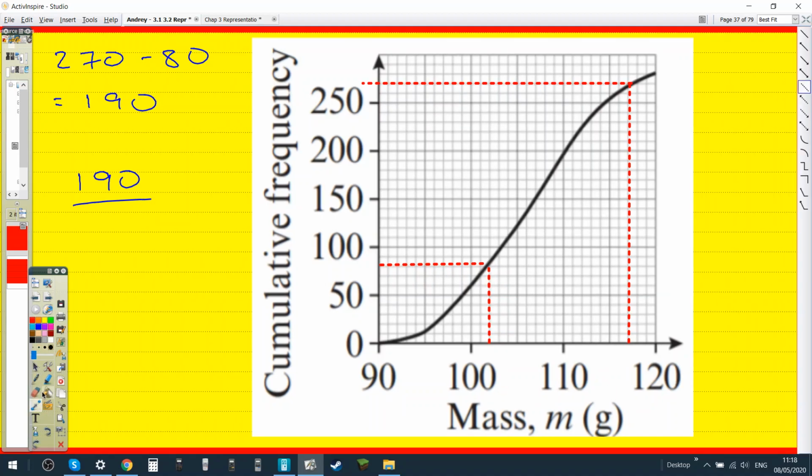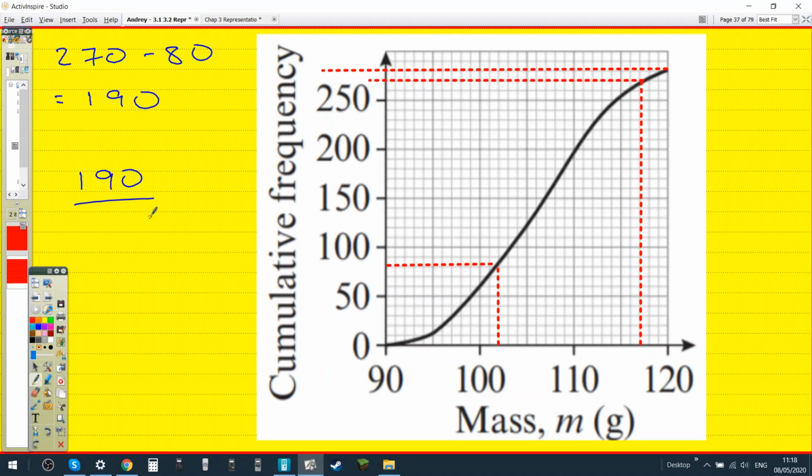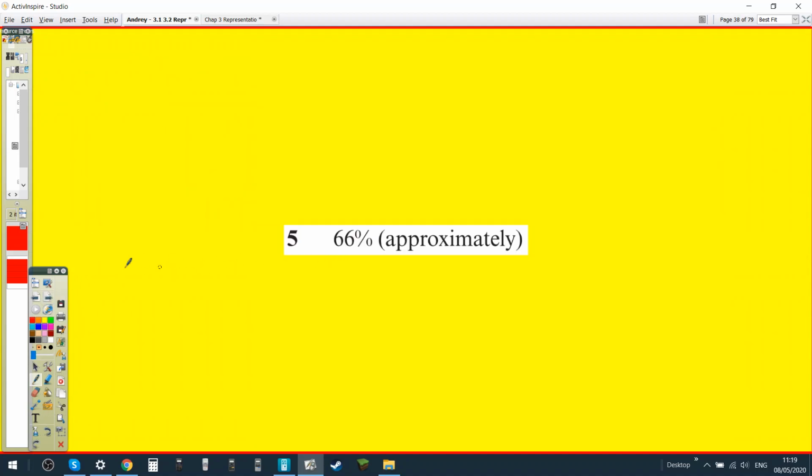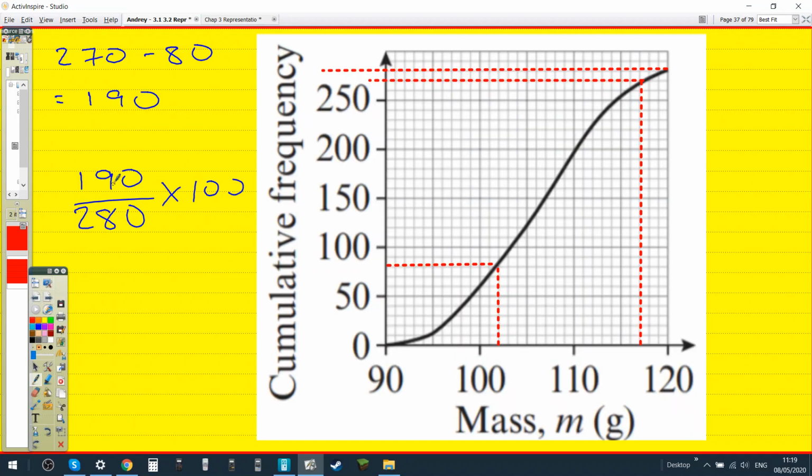What does the total look like? So about 300. Let's see: 250, 260, 270, 280. I think it's 280. Yeah. 280 times 100, and then you get your percentage. Whatever that is. Turns out it's roughly 66%.